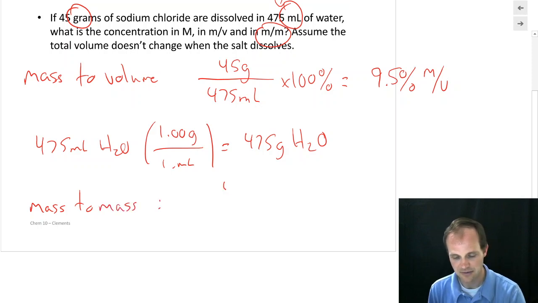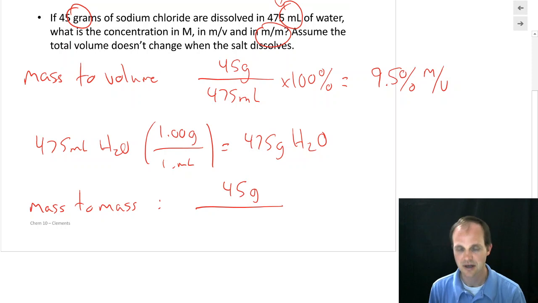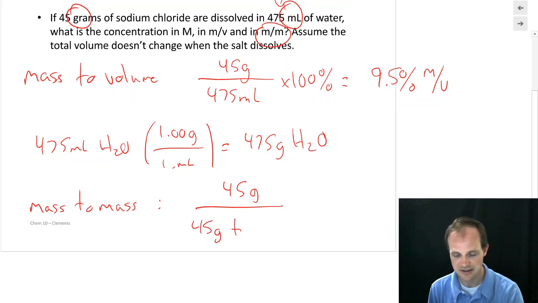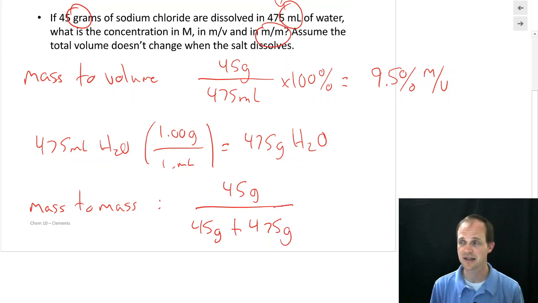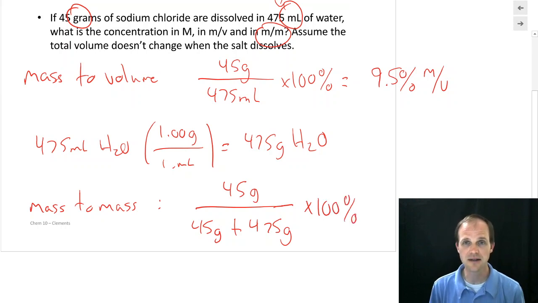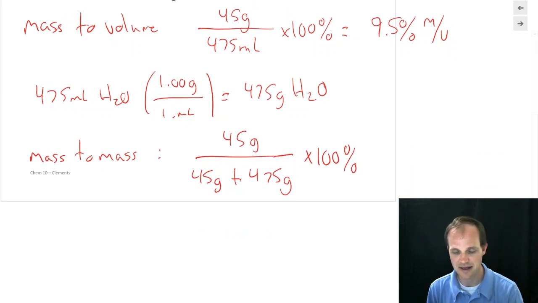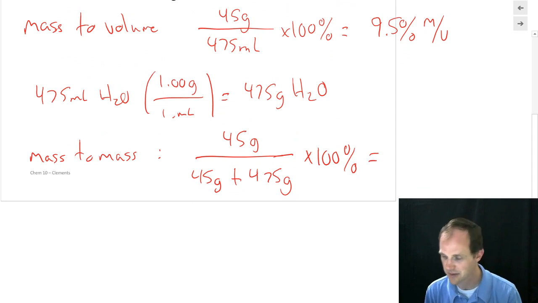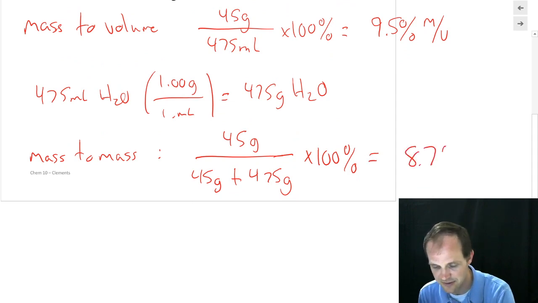So if I'm doing my mass to mass, I get the following. I get mass of my solute over the total mass. Now here's where things get a little bit different. The total mass is my solute plus my solvent, whereas when I was doing the one above, it was just the solvent, because we said that, hey, the volume's not going to change much, so the solvent volume is our final volume. But that's not the case here. And so we get our mass to mass looks like this one. If we do the math out, we get 8.7%.